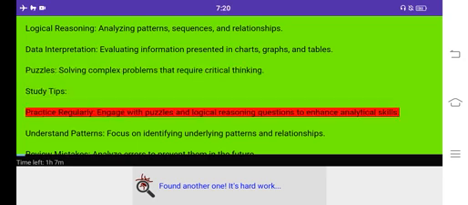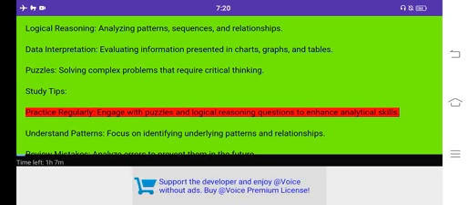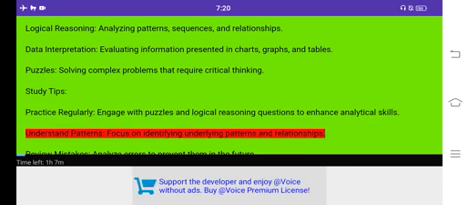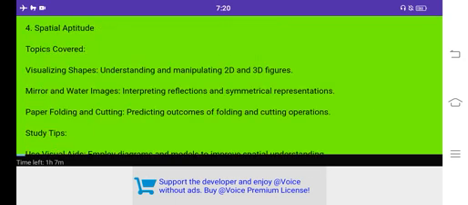Study tips. Practice regularly, engage with puzzles and logical reasoning questions to enhance analytical skills. Understand patterns, focus on identifying underlying patterns and relationships. Review mistakes, analyze errors to prevent them in the future.